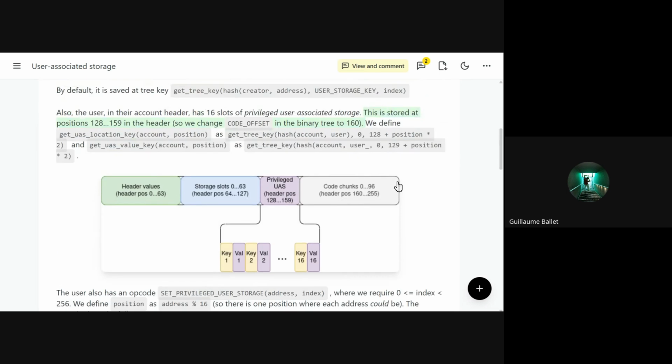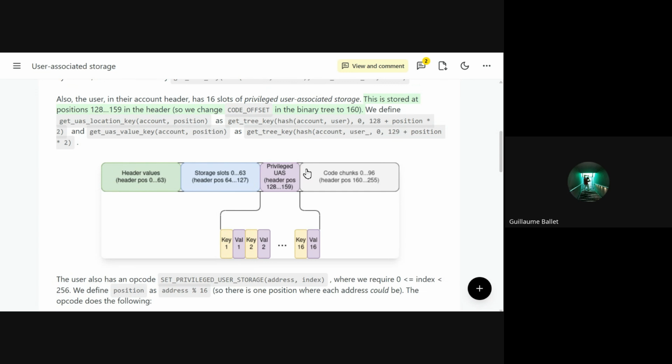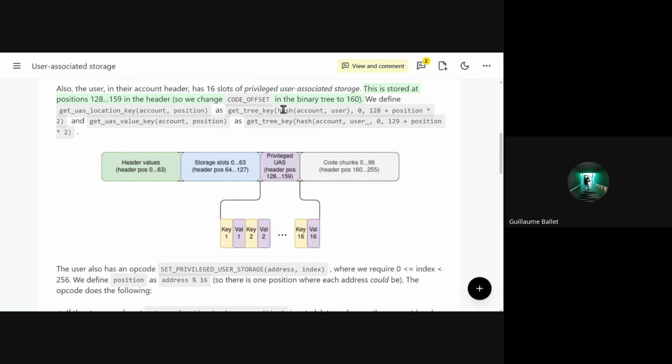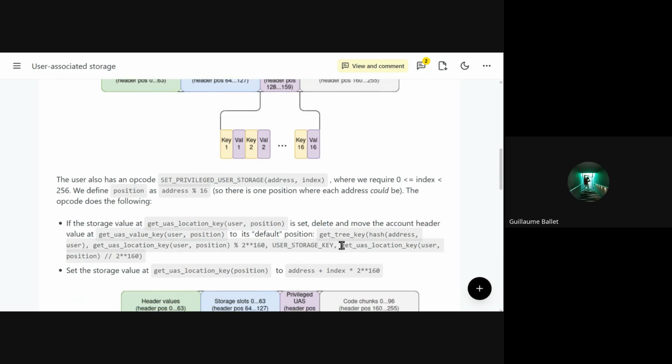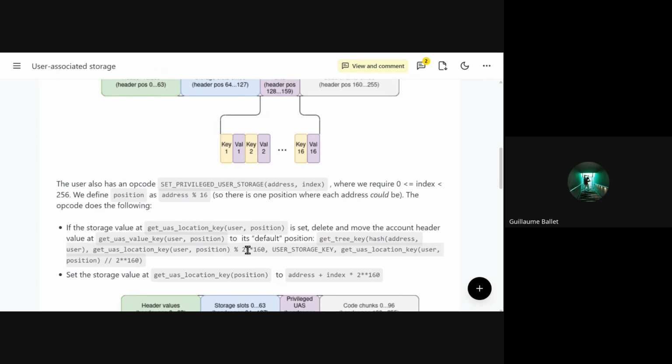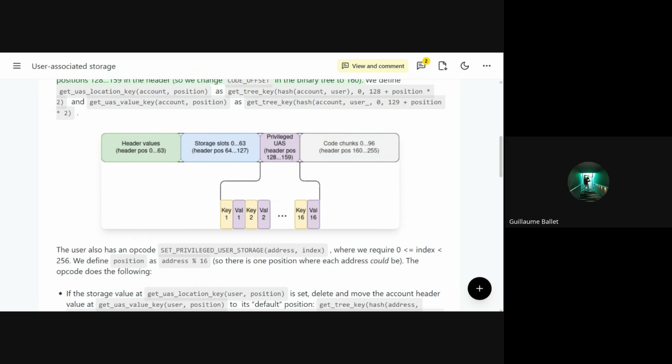And a reminder that the keys here are basically that you take the hash of the account and the user, and then what we're going to do is prepend to that the index. The index just lets you have 256 of them, and that just makes it easier for contracts to have multiple mappings like this.